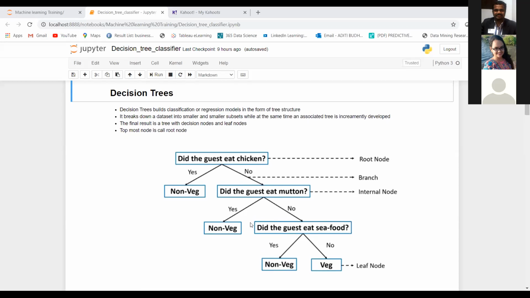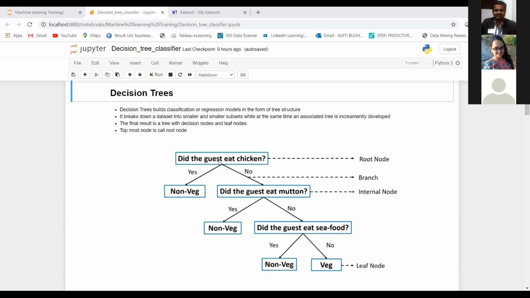So let us understand some parts of this decision tree. The first node over here, or the first feature based on which your data is split for the first time, in the beginning, this is known as the root node. So the topmost node is known as the root node. Here is the first question: whether that person has eaten chicken. This is the first split in our decision tree.